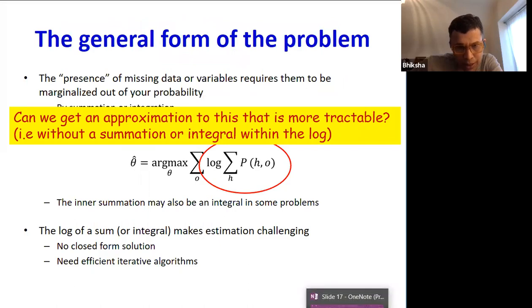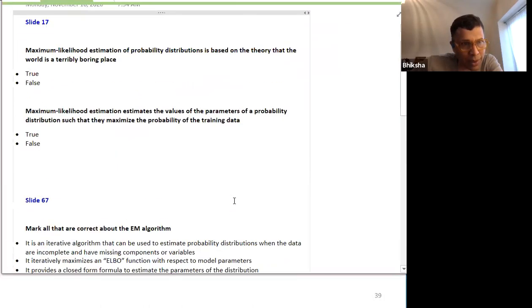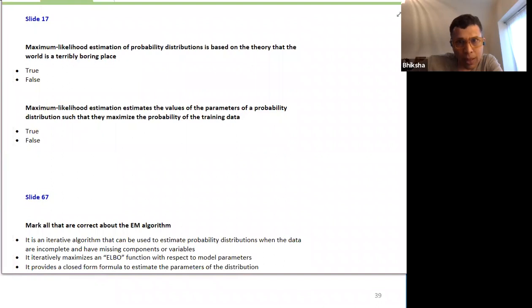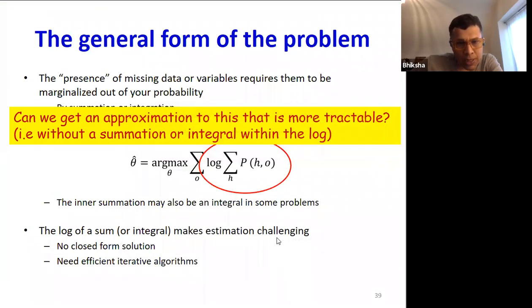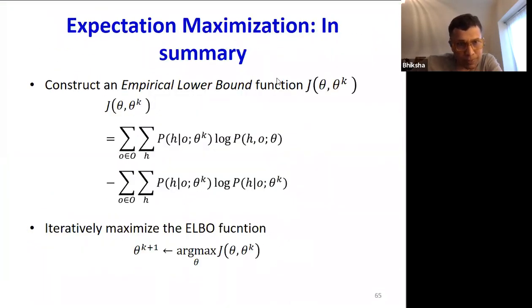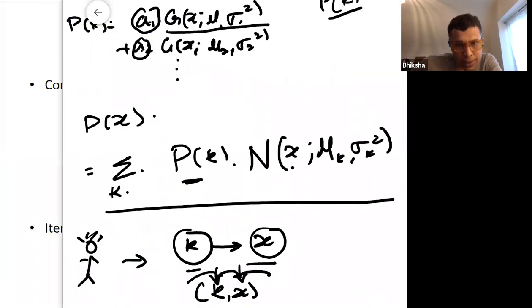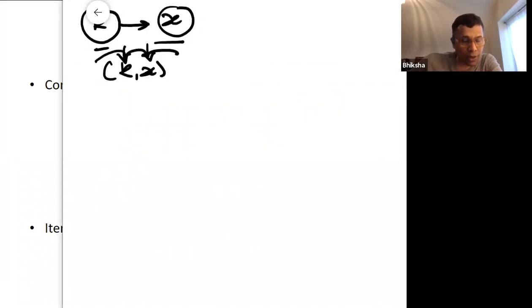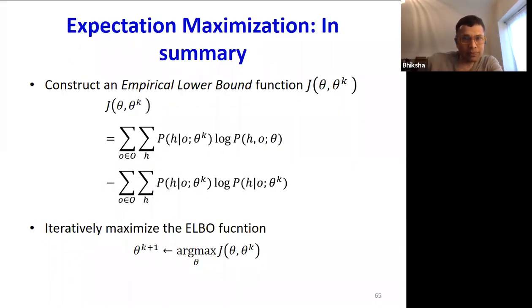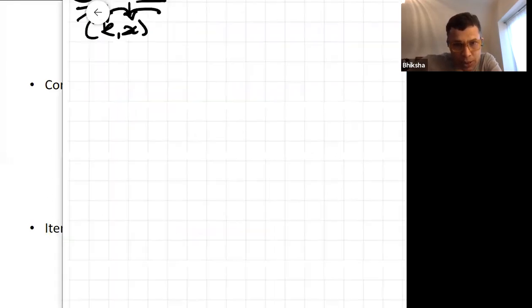So at this point, I believe we may have okay. So here's how expectation maximization works. There's some ugly formula over here, but I'm going to try to explain this. By the way, is everybody with me so far? Raise your hands if you are. Okay, good.